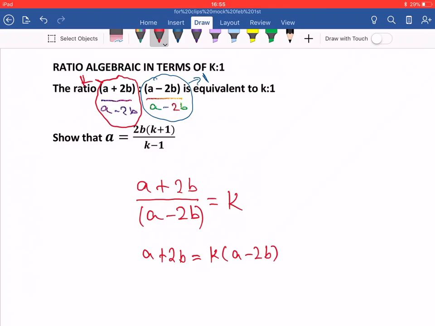So we need to make A the subject, and I always think it's encased. We need to let it out. It's in the bracket, so expand it. So we've got A plus 2B on the left, and then AK. Or KA. AK. Okay.